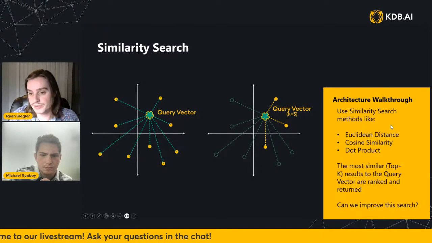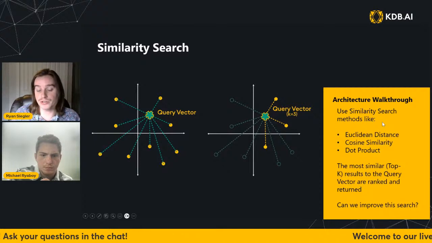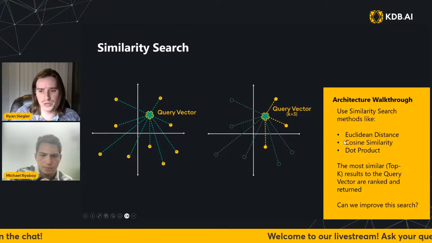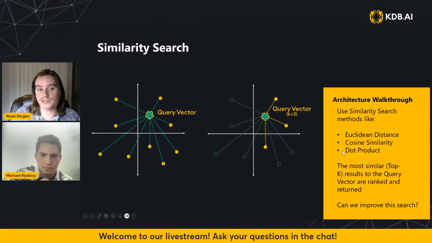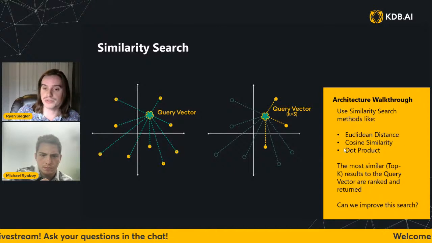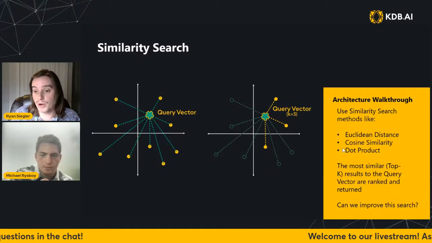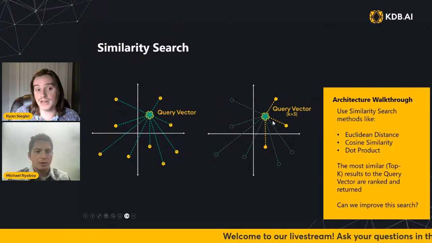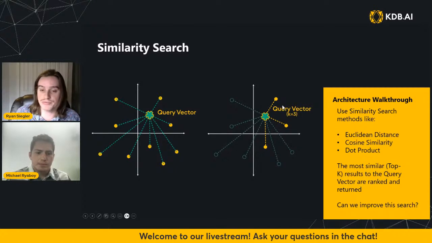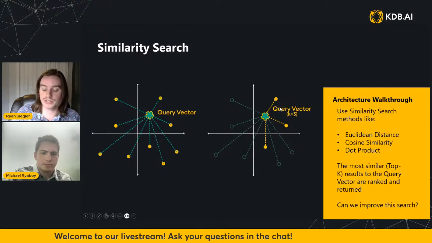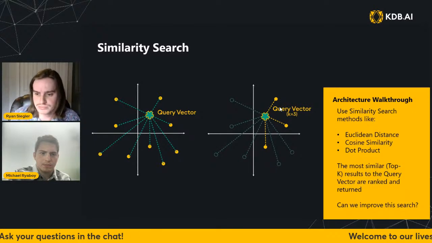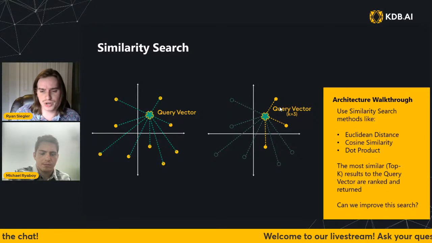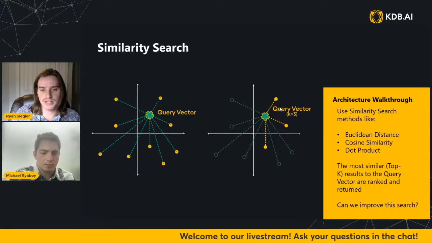So in KDB AI, we have several different options for how we can do these similarity searches. We can use algorithms like Euclidean distance, cosine similarity, or dot product. And depending on our use case, we may need to do a little testing to decide which one would be the best for our use case. But regardless of what we choose, the idea is we would be returning the most relevant vectors from our vector database to the query vector, and then returning that as an output to our query. So this is sort of the core of how a vector database works.